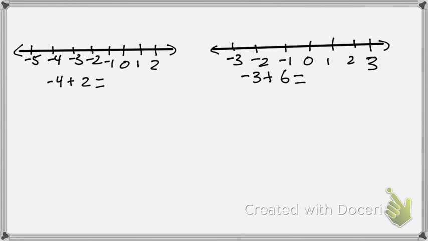First one, you start at 0, right? You go back 4. And we draw a red arrow for that. Then the second number is positive 2. That means I'm going to go to the right by 2. And what's our answer here? Our answer is negative 2.